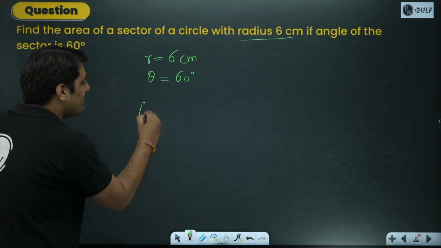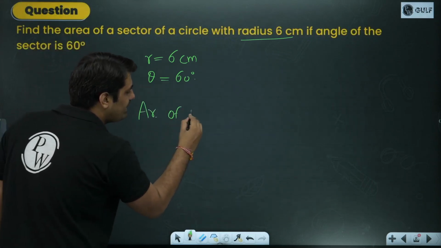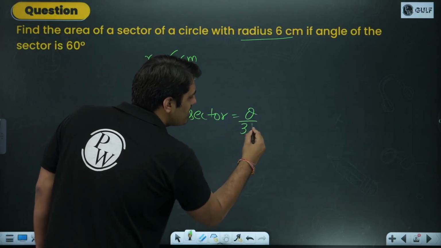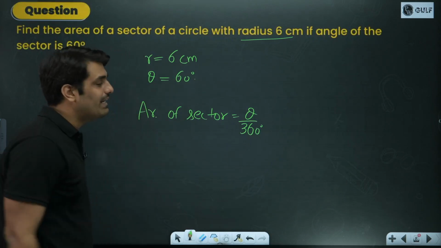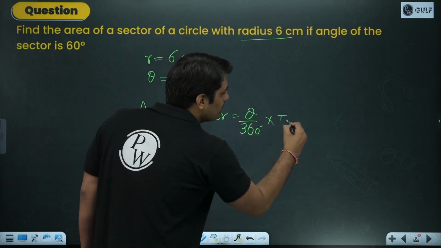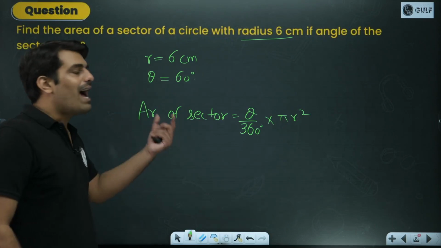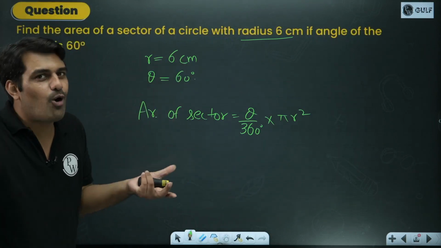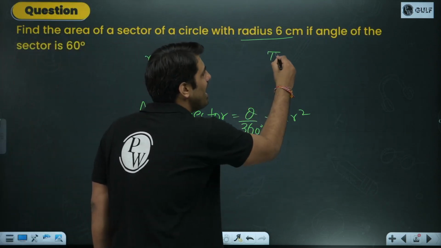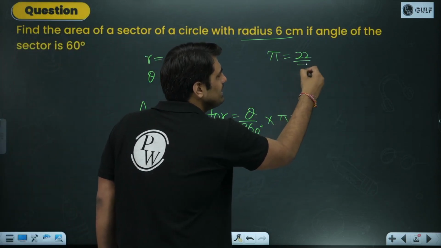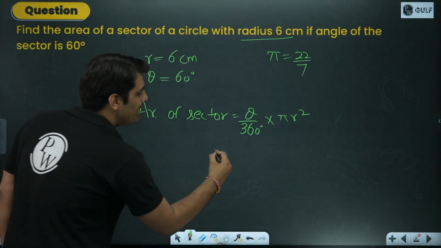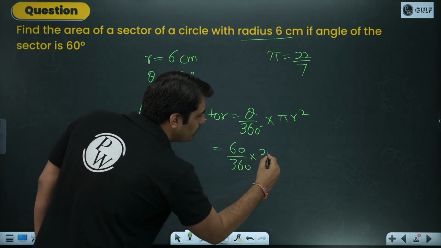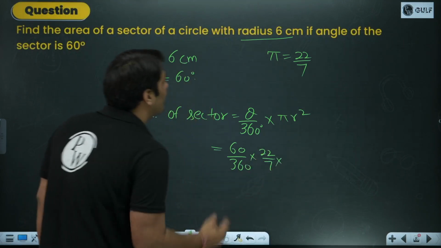How? Area of the sector, very simple. The formula is theta by 360 degree, that means the portion of the circle we are interested in, multiplied by the total area, that is pi r square. Put in all the values you have. Over here it's not mentioned what value of pi you have to take. So obviously you have to take the value of pi as 22 by 7, that's it. So put in all the values over here, you will have 60 by 360 degree multiplied by 22 by 7 multiplied by r square, where r is 6.